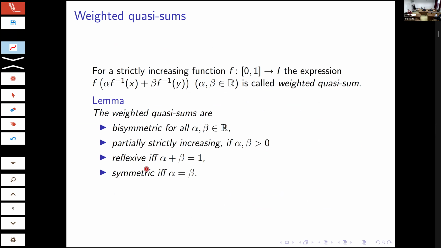It's really easy. Observation is that if we take any real constants, then it's called weighted, or I just call it weighted quasi-sum. But this weighted quasi-sum is bisymmetric for all alpha and beta. It is just a short algebraic verification. Strictly increasing if alpha and beta are positive. If both are negative, then it's strictly decreasing, and so on. So it's easy. Reflexive if the sum of the two parameters is 1, and symmetric if alpha and beta are equal. So it's very, very simple. Just good to know.